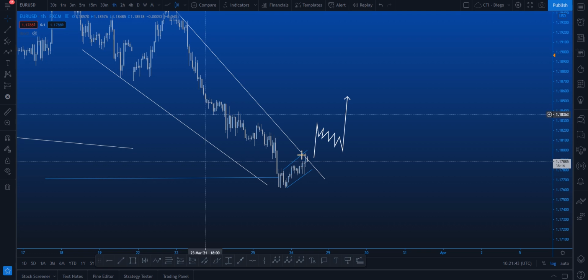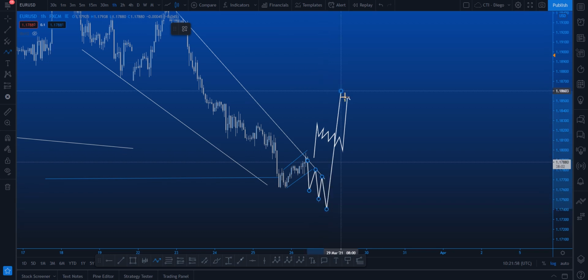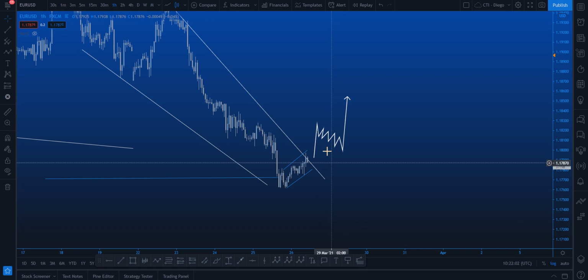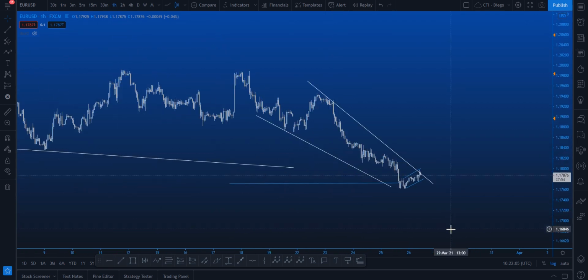So what could potentially happen now is this could drop, take out this low, or form an equal low, a double bottom, do one more stop hunt and then either rally or a further second stop hunt and then rally. So with Euro USD, it's in an interesting area. It's really low, but I need confirmation.